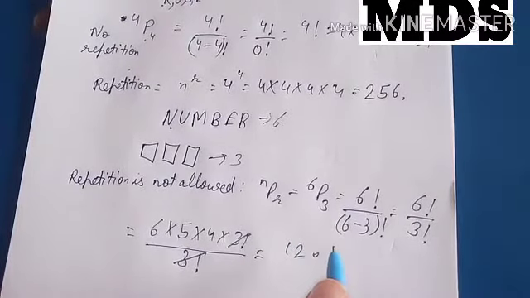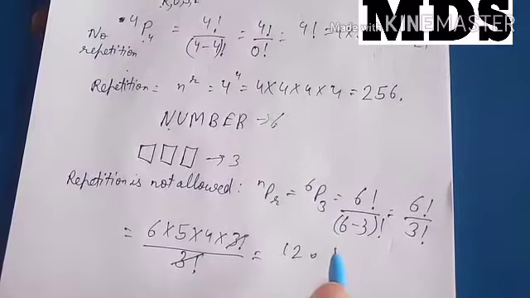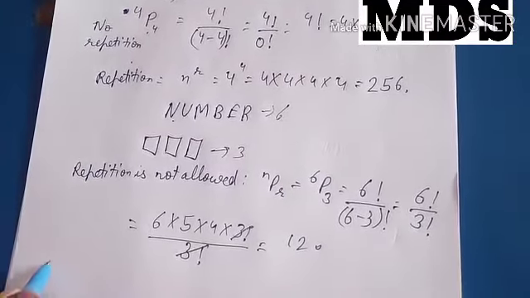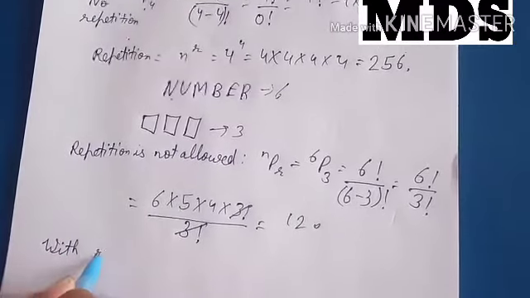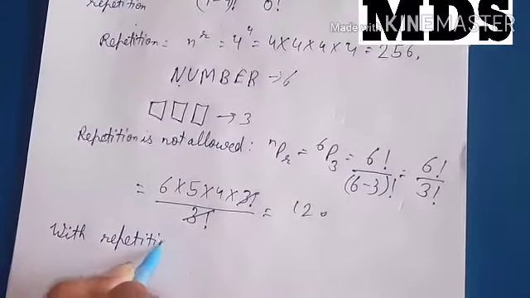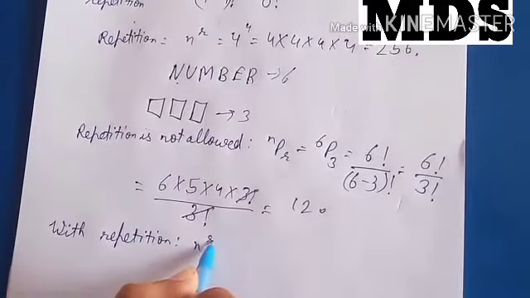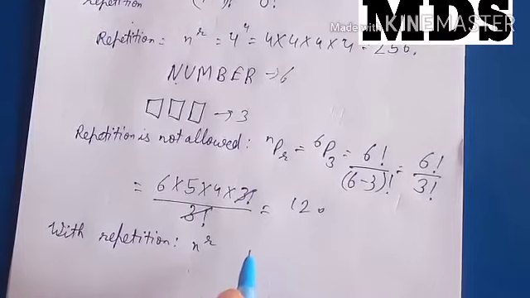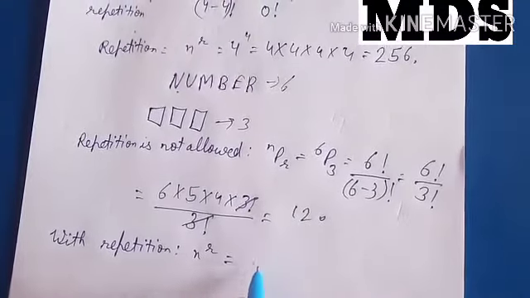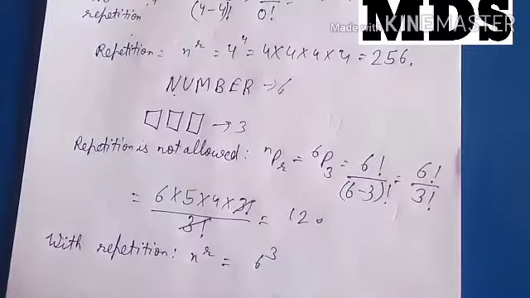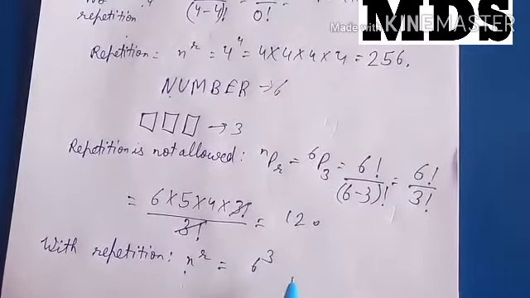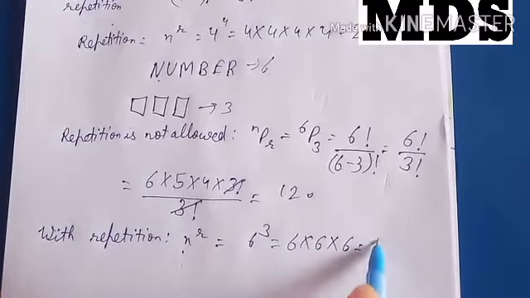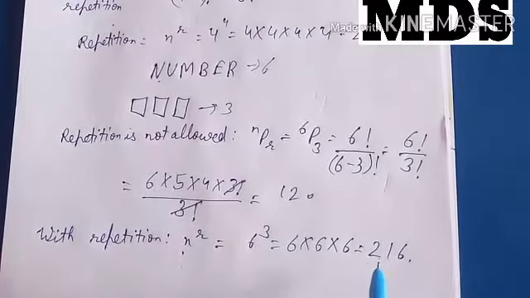Okay, and if we talk now about with repetition, meaning if repetition is allowed, what is it? It is n raised to power r. So that is equal to 6 raised to power 3. n is our 6, r is 3. So that means it is equal to 6 into 6 into 6, which is 216. The same answer as before.